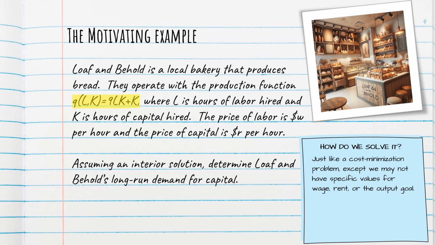Here is like the worst case scenario because I have not provided a wage, I have not provided a rent, and I didn't tell you an output goal. At a minimum, if you're solving for the demand for capital or labor, you should see at least one of these values missing.